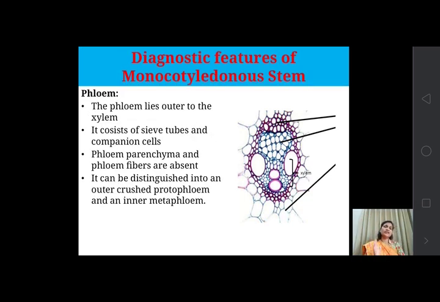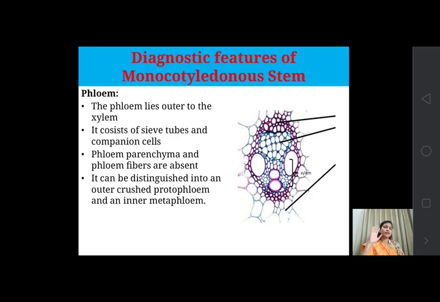Now let's see the phloem. These phloem parts are present upper to the xylem tissues, the metaxylem. You can see in the picture the large vessels, circular shaped structures, and above that there is the presence of some type of large cells known as the phloem, and around that phloem there is the presence of the bundle sheath. Okay, so the coloring demarcation is there, you can easily see it. This phloem lies outer to the xylem. It consists of sieve tubes and companion cells.